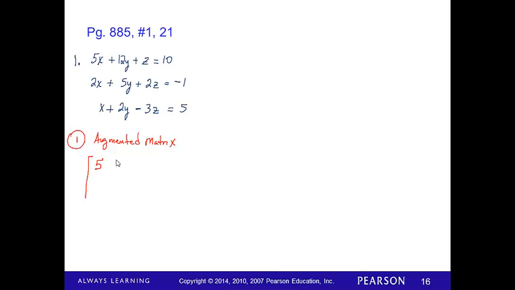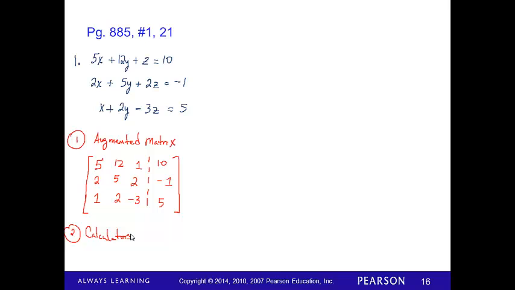So we should have 5, 12, 1, vertical bar, 10. And then we have 2, 5, 2, negative 1. And then we have 1, 2, negative 3, 5. So this is our augmented matrix. Now make sure that your x's are lined up, your y's are lined up, and your z's are lined up, and there's nothing but constants on the right side. Now the second thing we need to do is go ahead and input this in our calculators.